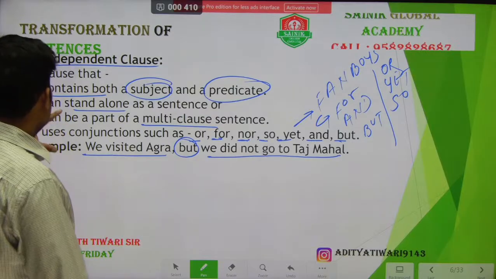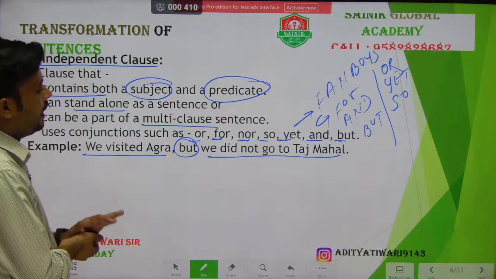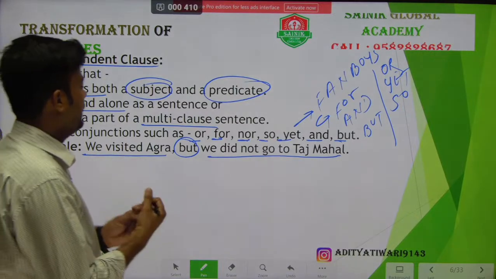So see, in this sentence there are two clauses. We visited Agra, but we did not go to Taj Mahal. So which one is the independent clause?